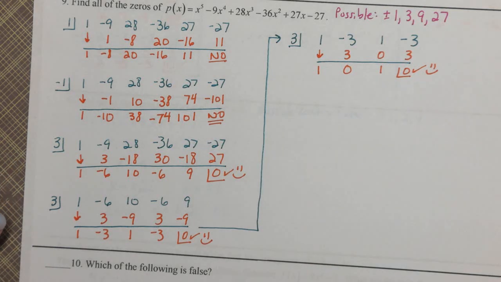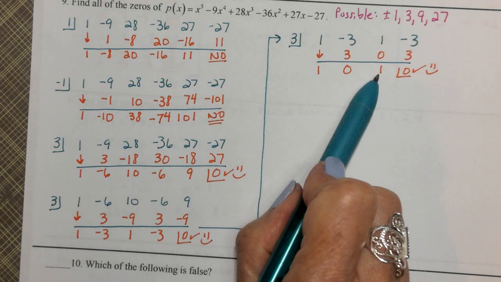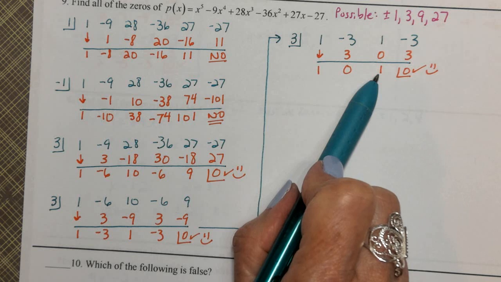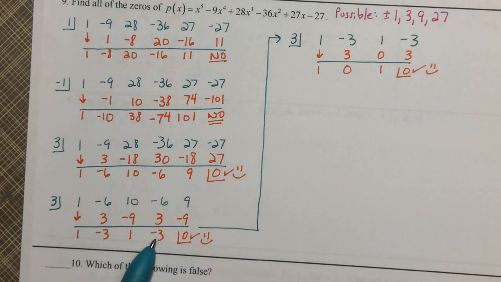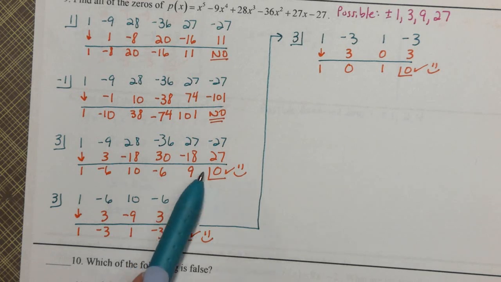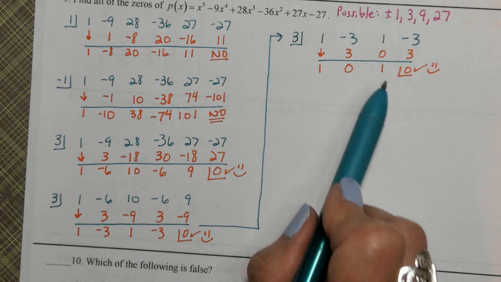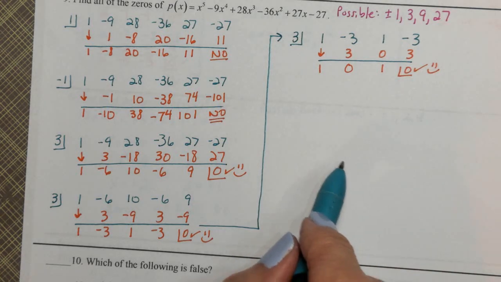Could 3 be another 0 here? No, it can't, because 3 is not a factor of 1. So absolutely not. 3 will not be any more. 3 was a factor of -3 though, or 3, yeah. 3 was a factor of 9, but 3 is not a factor of 1. So I don't have to bother trying it again.